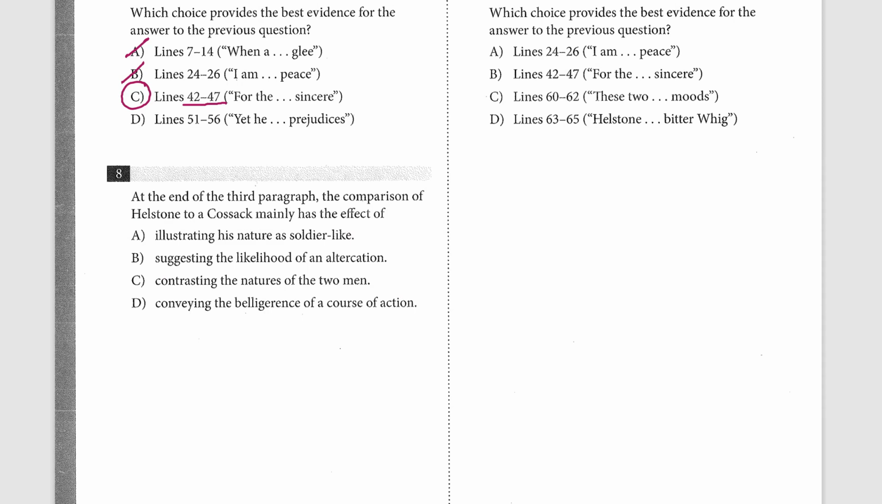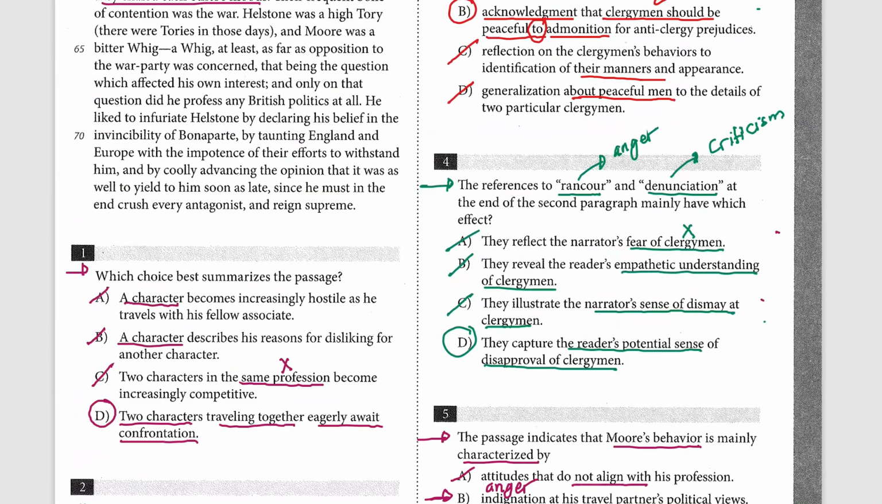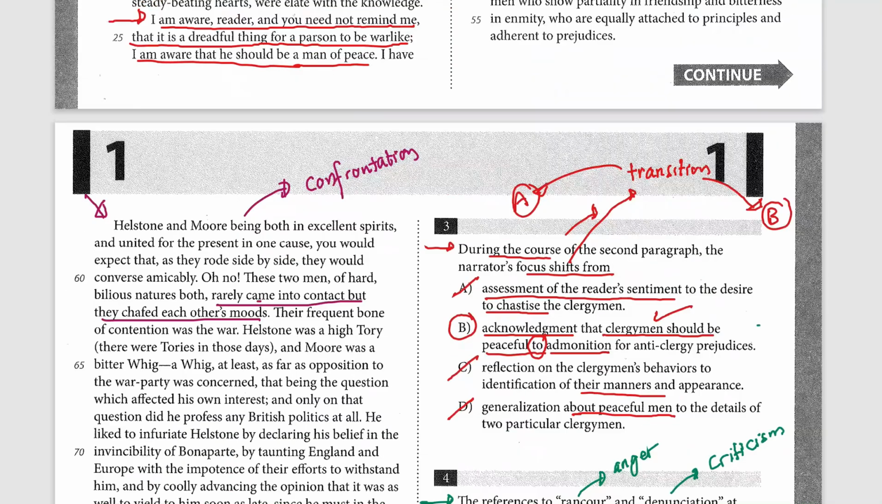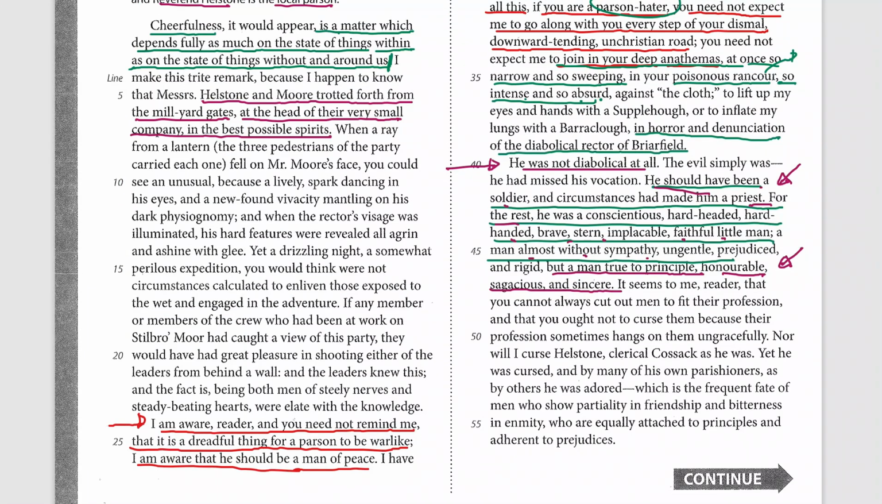Question number 8. At the end of the third paragraph, the comparison of Hellstone to a Cossack mainly has the effect of what? Let's see, guys, at the end of paragraph number 3. Let's look at it, we don't know yet. At the end of paragraph 3. Where is paragraph 3? This is paragraph 3.